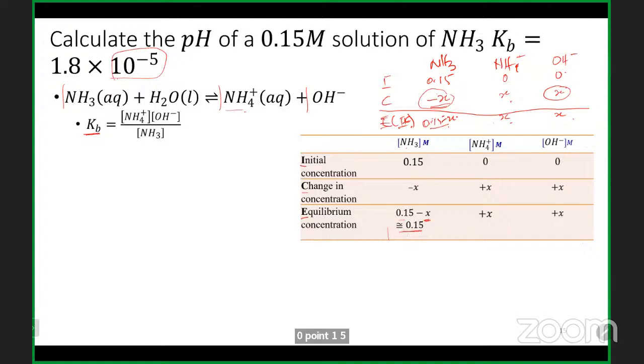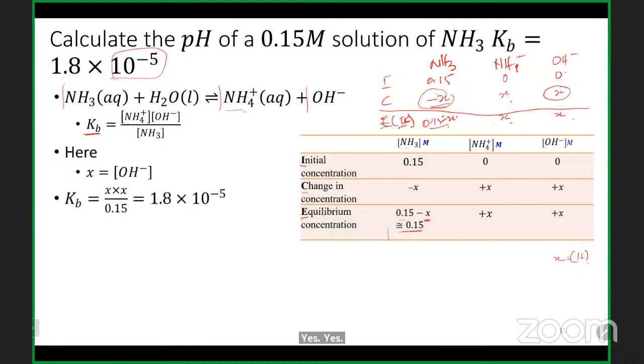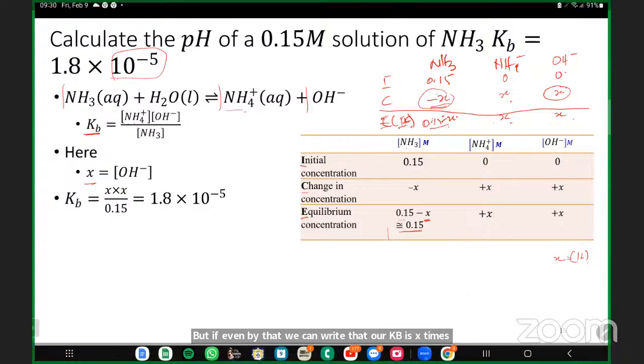In the last example, we were looking at a weak acid. X was the H+ concentration. Now we are looking at a weak base. So X will be the concentration of NH4+ or the concentration of OH-, I apologize. So if X is given by that, we can write that our Kb is X times X divided by 0.15.